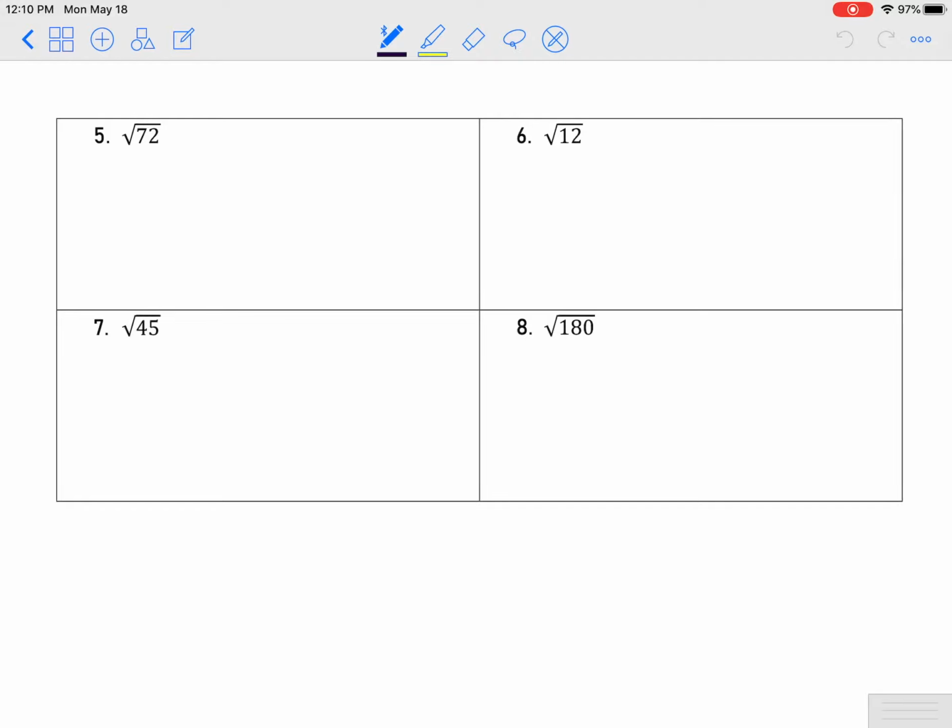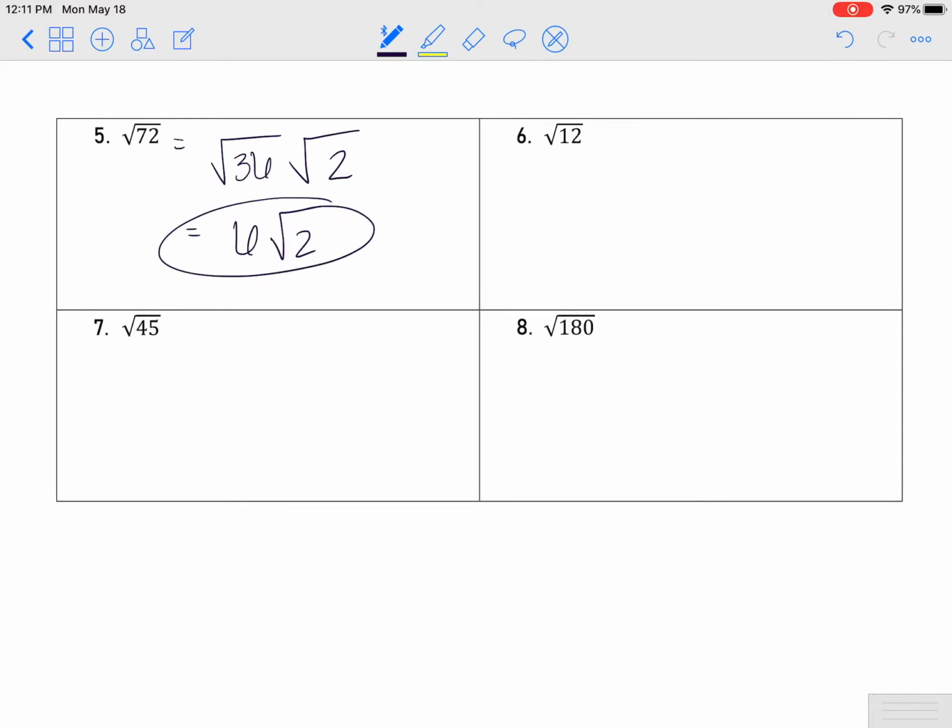All right, last few examples. So square root of 72. Go ahead and give it a try. Okay. So I know it divides into 36 and 2. So my final answer is square root of 36 is 6, radical 2. Okay. Go ahead and go through, see what you get. And I know I can divide this into 4 and 3. So the square root of 4 is 2, radical 3.